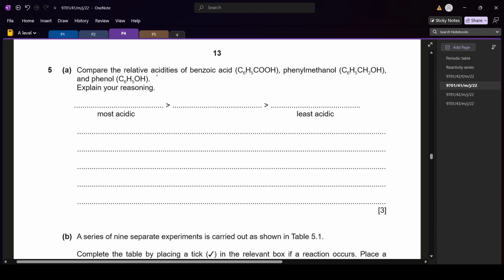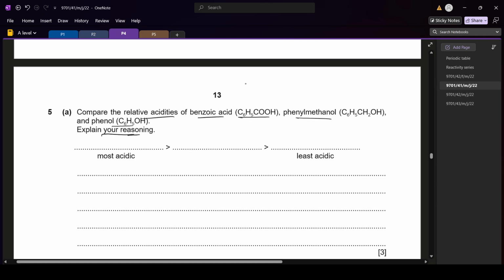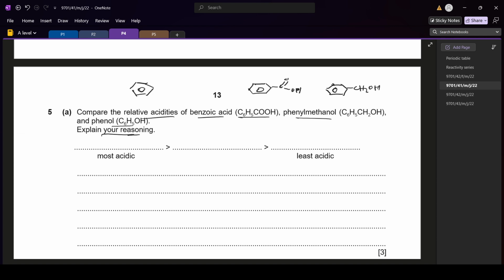Compare the relative acidities of benzoic acid, phenyl methanol, and phenol, and use reasoning. So this is the benzoic acid. Then you have phenyl methanol, and then you have this phenol.